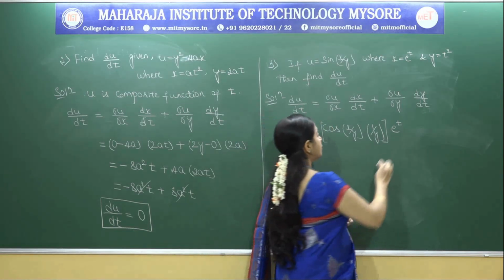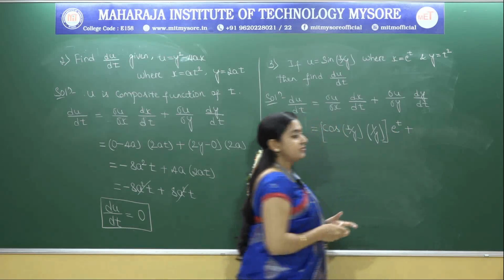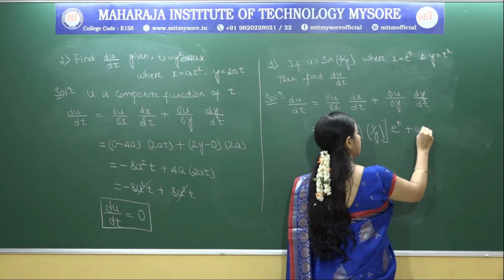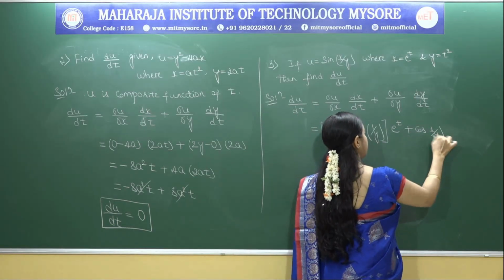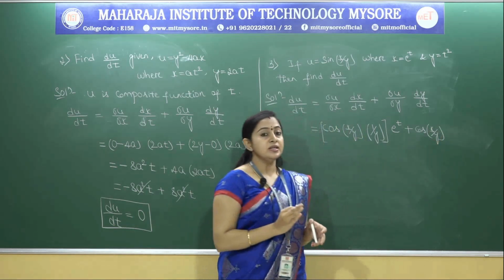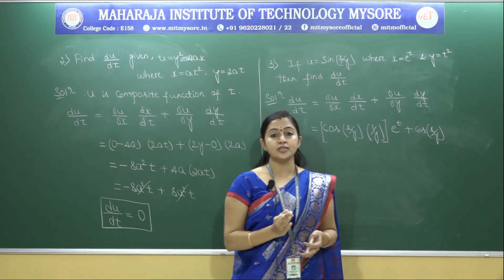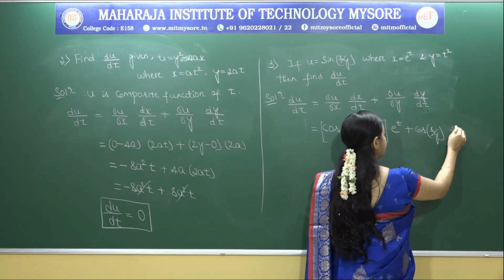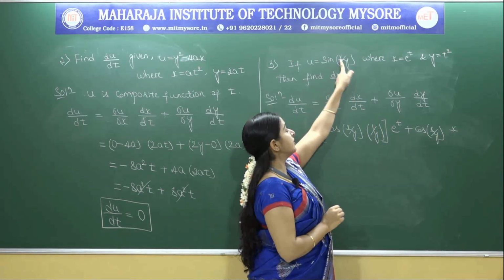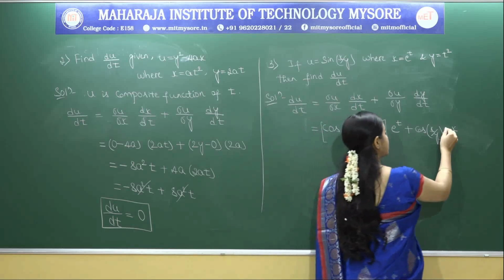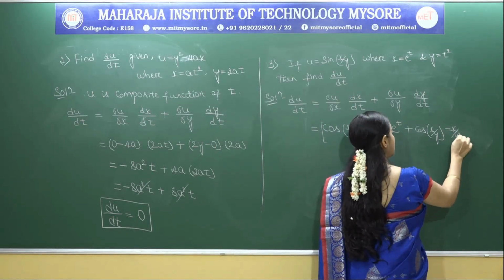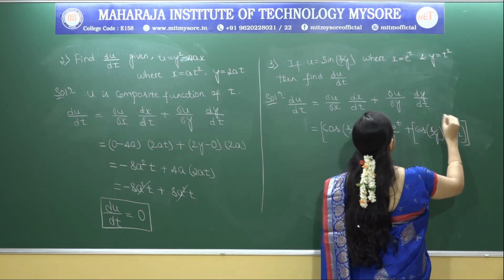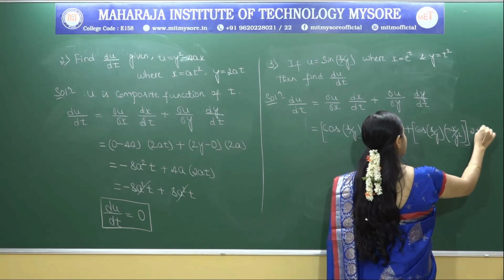Next, second part, u with respect to y. As usual, you differentiate the sine term, and we get cos of x by y. Next, differentiate x by y, since it is the partial derivative of u with respect to y, keeping the x term constant. So you keep the numerator x as it is, and differentiate 1 by y, which gives minus 1 by y square. So you will get minus x by y square. Then dy by dt is 2 into t.